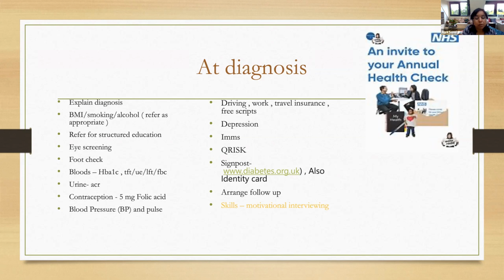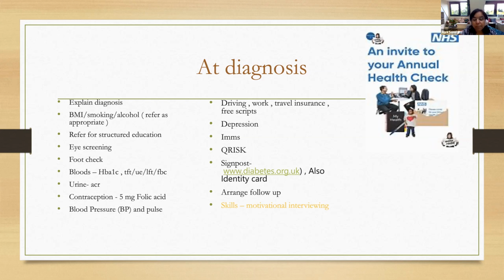IAPT is a self-referral service. Have the number on your screen. Just give it to the patient if you feel that they need it, or signpost to the relevant clinician based on your local pathway. You need to tell them they'll be entitled to free prescriptions if they go on medication. You need to share the DVLA guidance with them. You need to tell them about traveling, insurance, work. Again, it all depends on the severity of diabetes and the medication. But these are just some pointers that you need to cover at diagnosis.